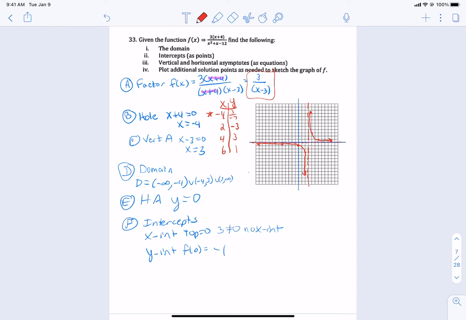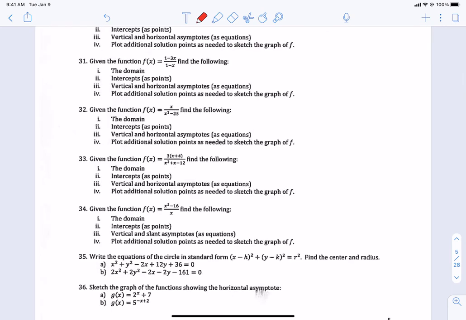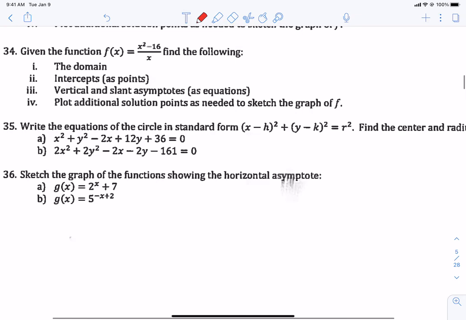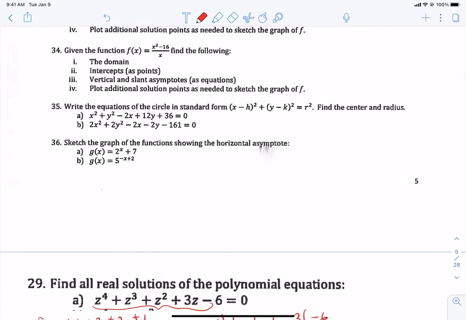Any questions about graphing that rational function? Okay, let me go back and see what we're at here. Rational functions. Okay, so let's talk about circles. 35 says let's take the equation of the circle and put it in standard form. So I'm going to do 35a with you.